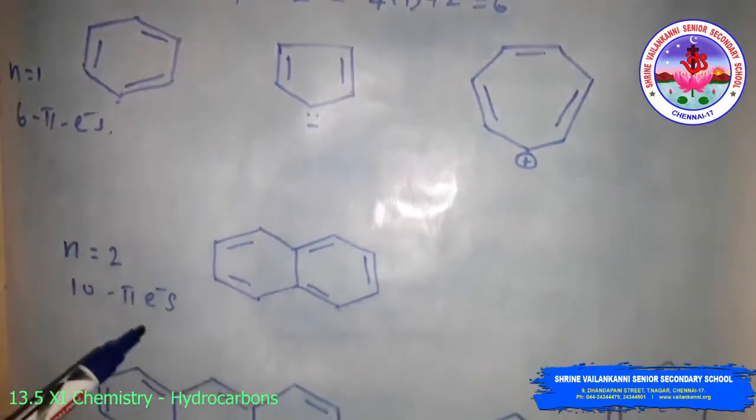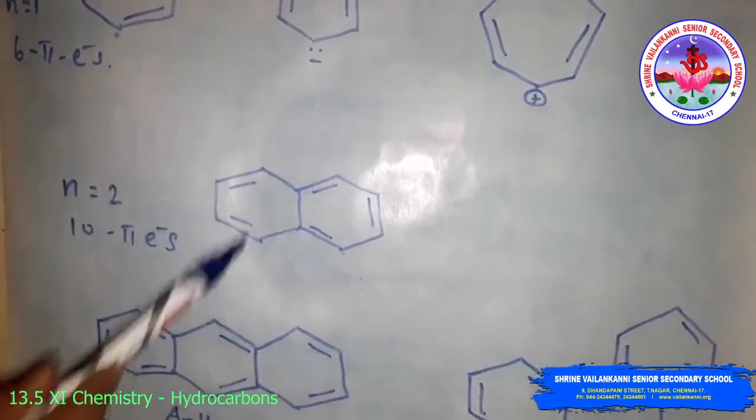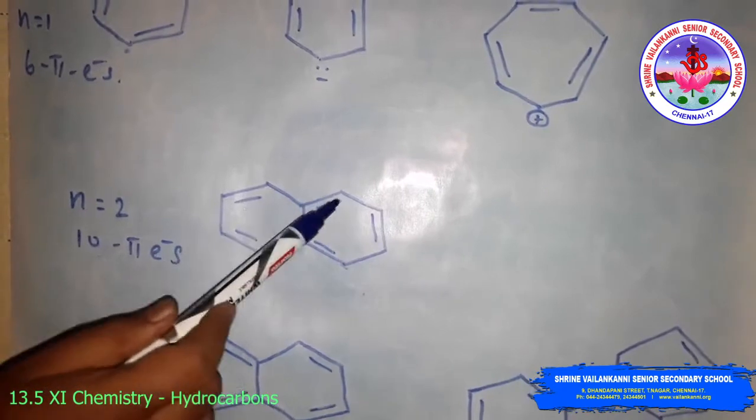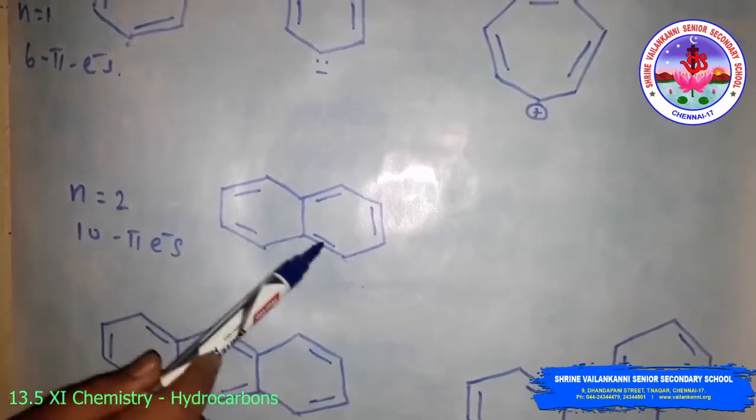For this compound, look at this. Here n is equal to 2, which means applying the rules in this formula, you will get 10 pi electrons. So 1, 2, 3, 4, 5. So 5 into 2, 10. So 10 pi electrons. This compound is called naphthalene.